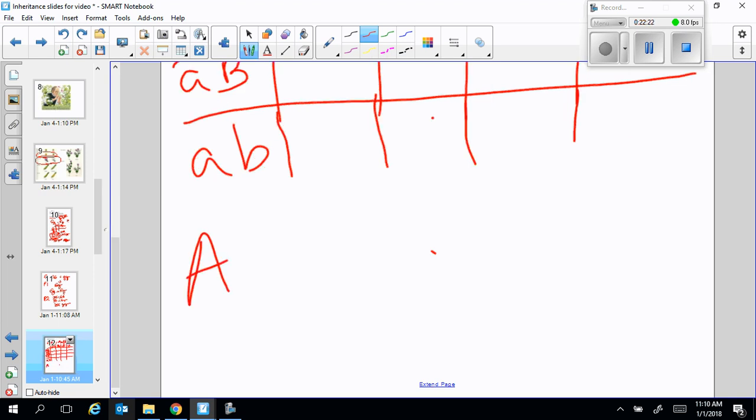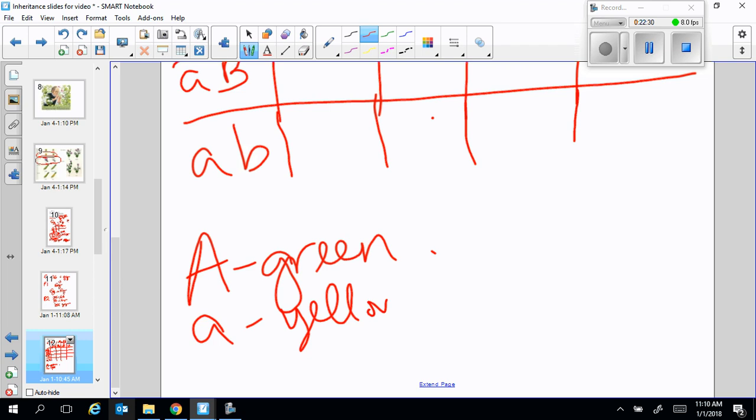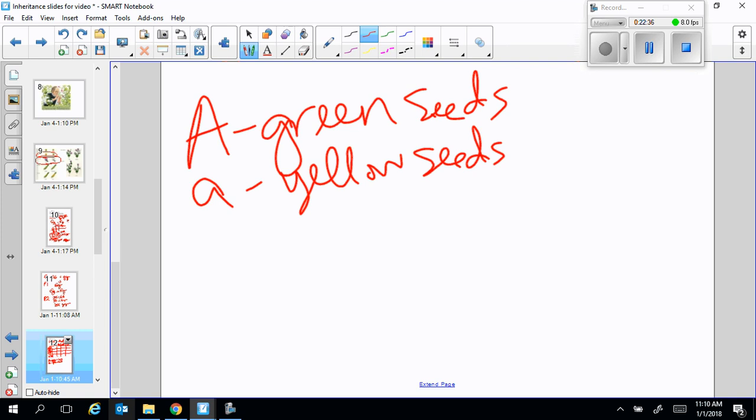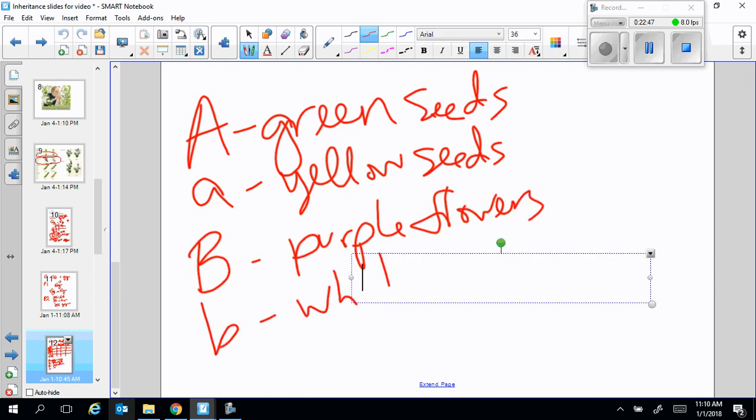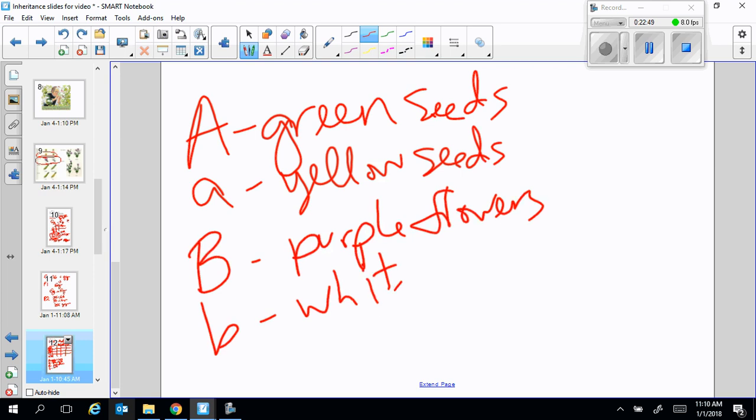I'm going to say big A is green and little a is yellow, and this is for seeds. And then the flower color: this is going to be purple flowers, and this is going to be white flowers. All right, so there's my possibilities. I'm looking at two different traits. That's why it's di. And it's hybrid because I had each parent be a carrier.